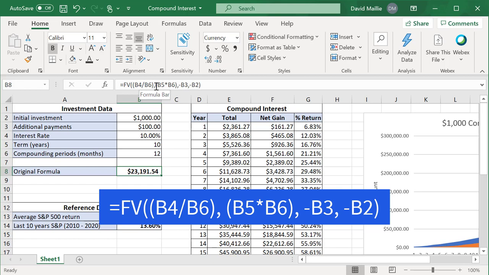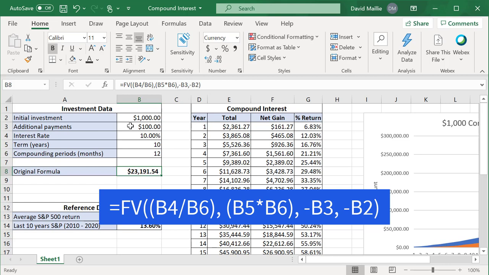Okay, then you put comma, see it right there, and then you've got B5 times B6. B5 is your term, 10 years in this case. So it would be 10 times B6, which is your compounding period again of 12, right? So that would be 120 compounding periods, right? 10 times 12, comma, then a negative B3, which is your additional payment.